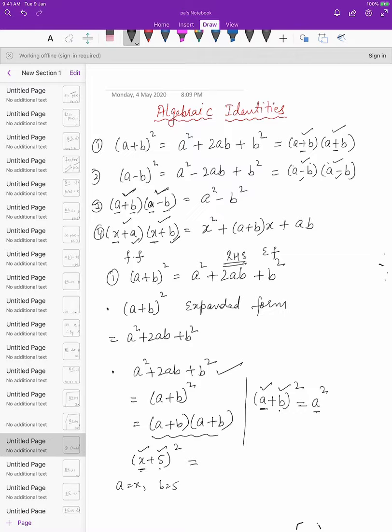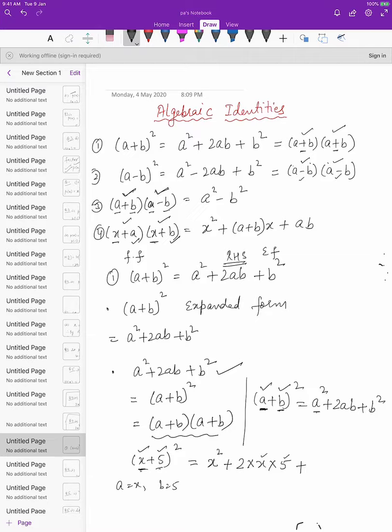In this case, what is the first term available here? X. So we write x square plus the second term, which is 2 into a into b. It means 2 multiplied by the first term multiplied by the second term. So here what will I write? 2 into x into 5, that is 2 into first term into second term, plus b square.